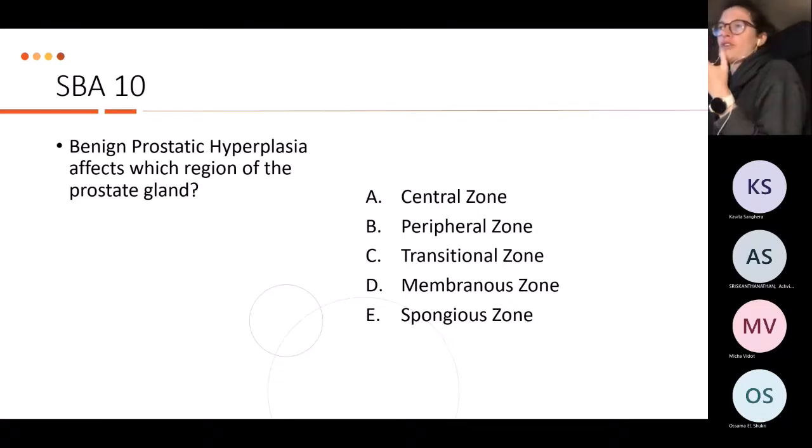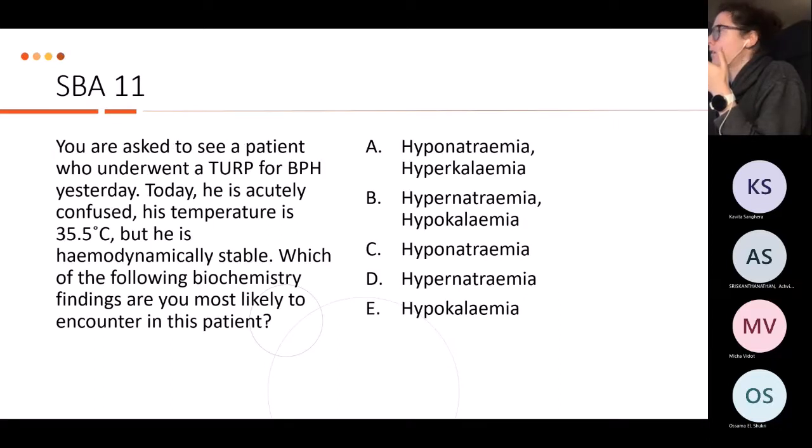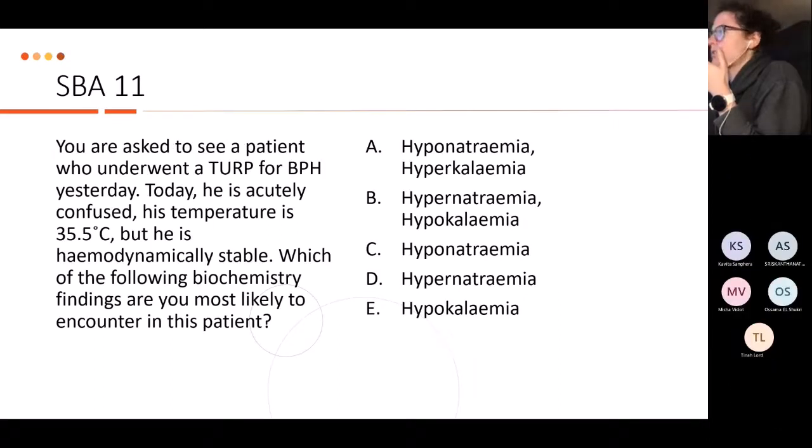So this is a bit of an annoying one in that you either probably know it or you probably don't. And hopefully after today you can go away and make sure you know it, because it's a classic question again. So the answer is C, transitional zone. Yeah, just need to know. Next question.